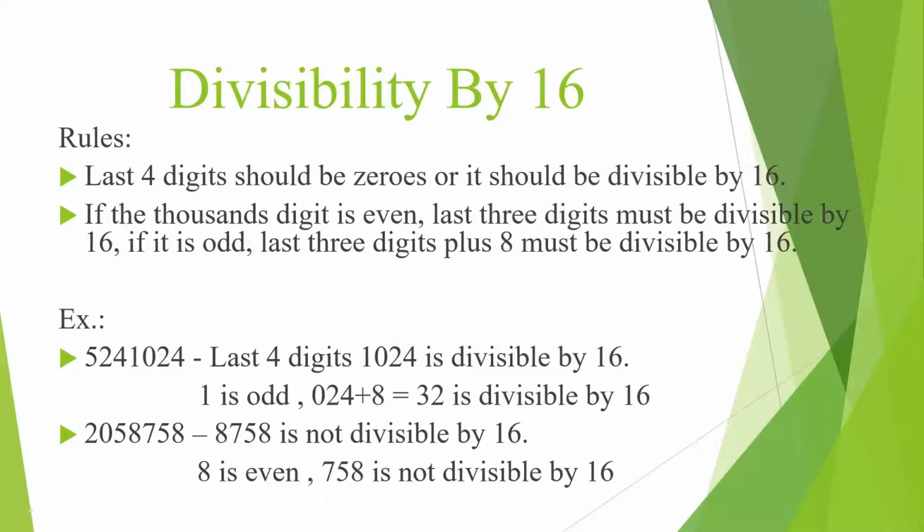Now let's consider another example. 20 lakh 58,758. 8,758 is the last 4 digits. Here, as 8 is even, we have to check the last 3 digits alone. If the last 3 digits are divisible by 16, then that number is divisible by 16. So we check whether 758 is divisible by 16. It is not. So 20 lakh 58,758 is also not divisible by 16.